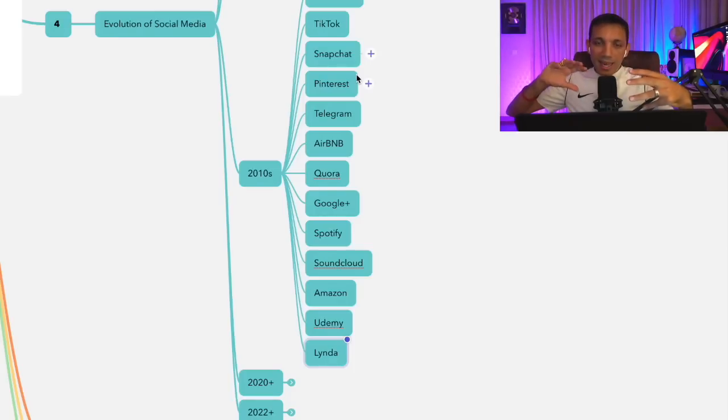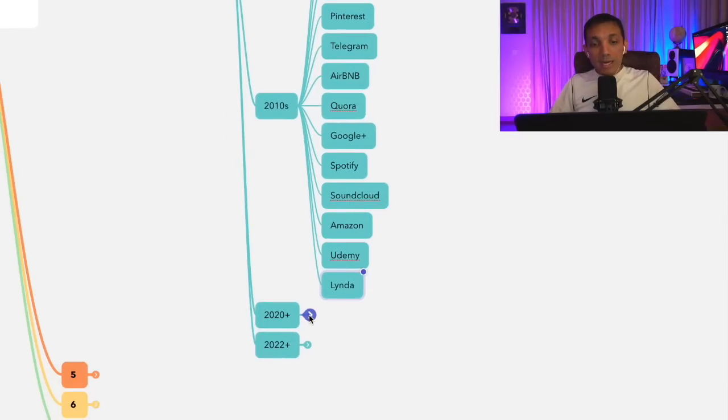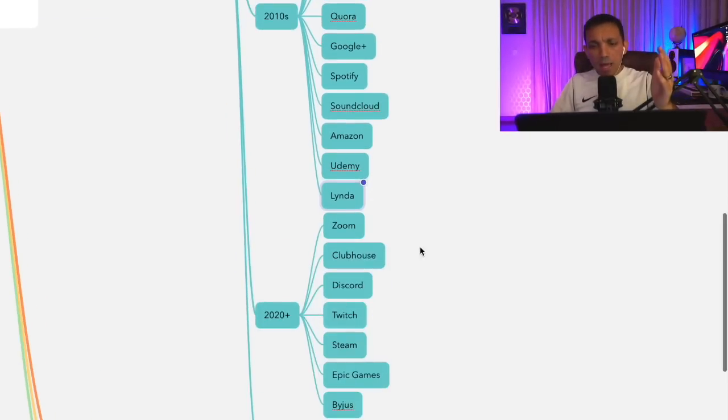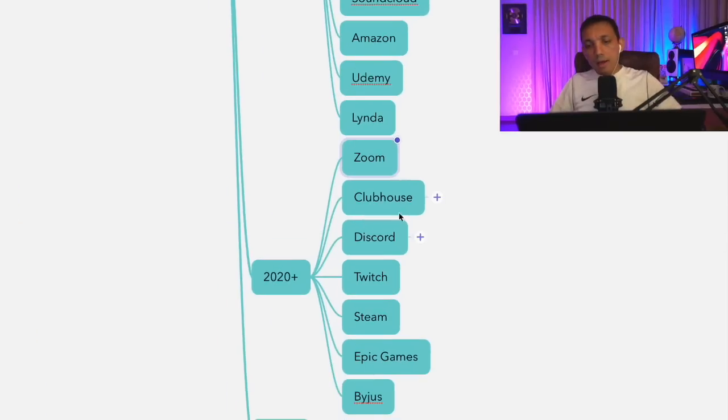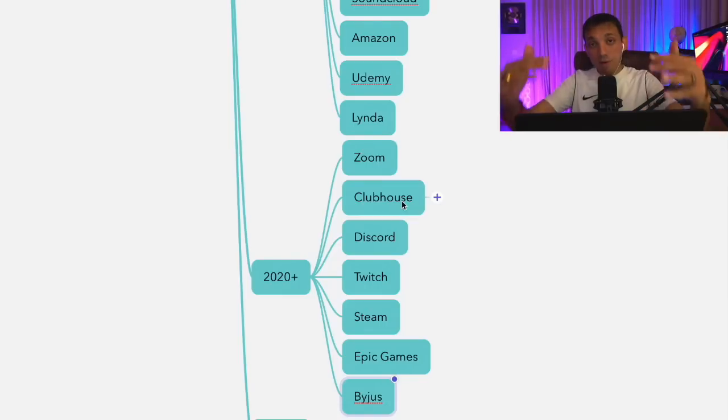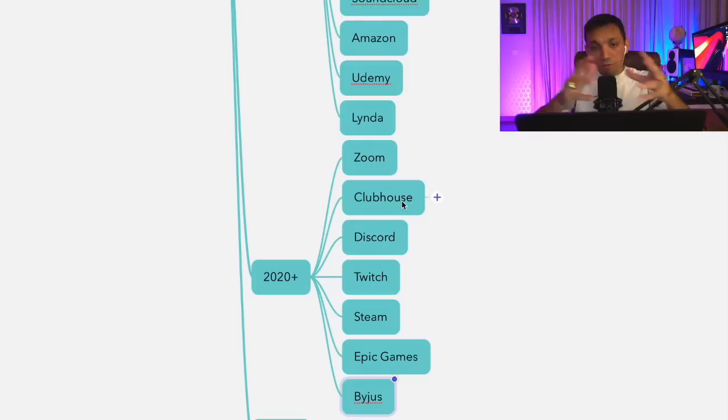And if you look at it, every time a next generation of internet was launched, the next generation of innovations also came about. So from 2020, when 4G started to gain popularity, we saw Zoom, Clubhouse and Discord, Twitch, Steam, Epic Games, Byju's, all these different e-learning companies started to boom, and learning went to a whole new level compared to what it was before, in that transition from 3G to 4G.